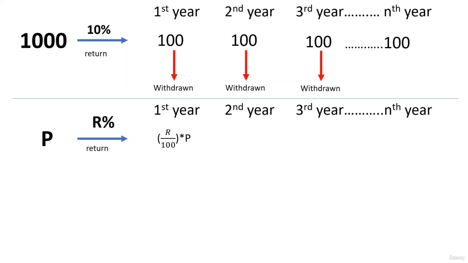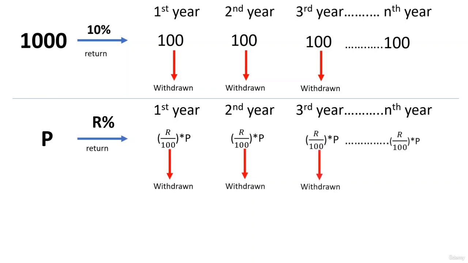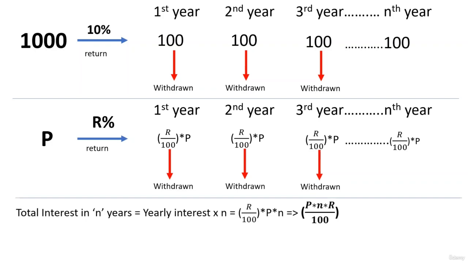Okay, I withdraw this amount, keeping my investment fixed, that is P. Same thing I'll get for the second year, R by 100 times P. I withdraw it. For the third year, again I'll get R by 100 times P. This continues. So for n number of years, I have obtained a return of RP by 100 each year. So what is the total return that I have obtained? The total return is n multiplied by RP by 100, which basically simplifies to PNR upon 100. Since this interest is obtained simply, it is called simple interest.